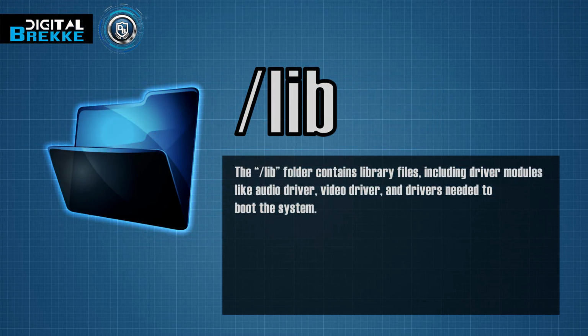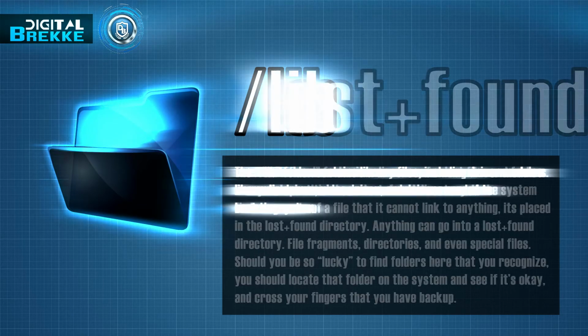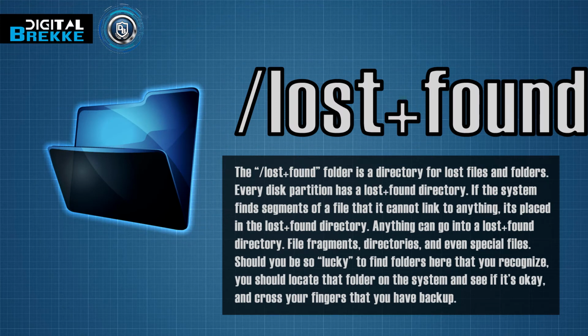The /lib folder contains library files, including driver modules like audio driver, video driver, and drivers needed to boot the system. The Lost+Found folder is a directory for lost files and folders. Every disk partition has a Lost+Found directory. If the system finds segments of a file that it cannot link to anything, it's placed in the Lost+Found directory.